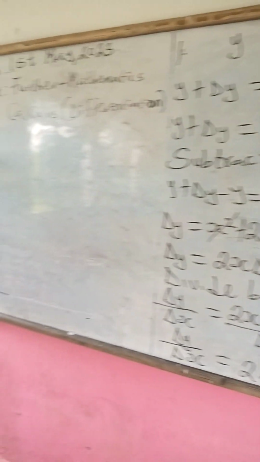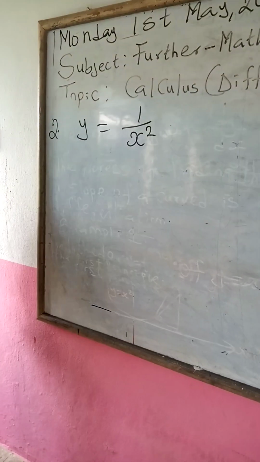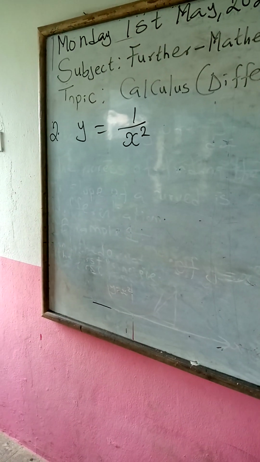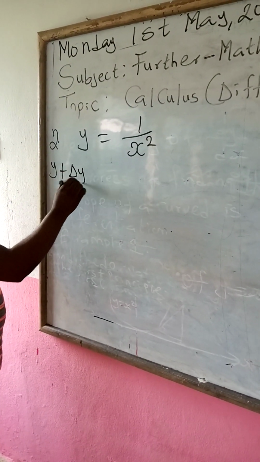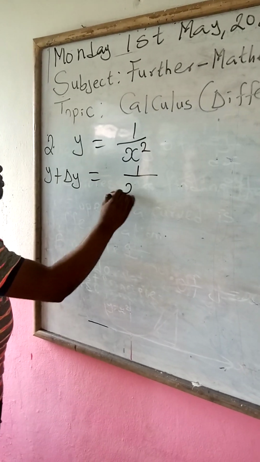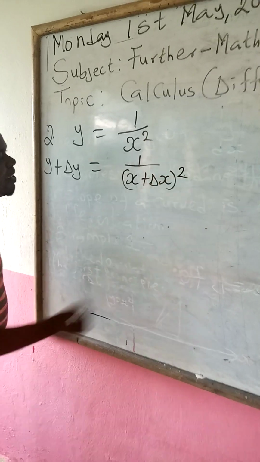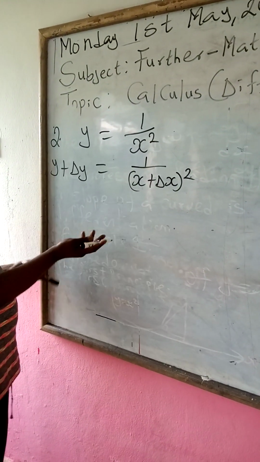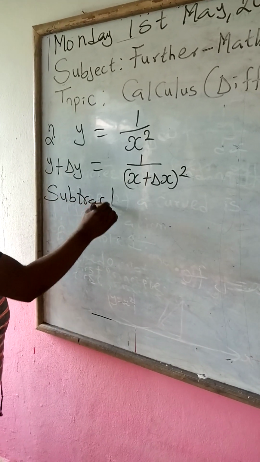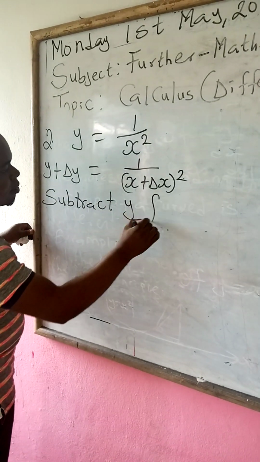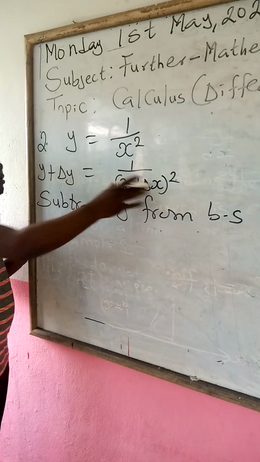So question number 2. What if you have y equals 1 over x squared? How can we solve this? Follow the rules. The first rule says, where you see y, you add change in y to it. Don't forget our rules. And where you have x, you add change in x to it. Don't forget the square, you add a square. From this level, the next step is to subtract y from both sides. Still remember our rules. We want to subtract y from here and from here.